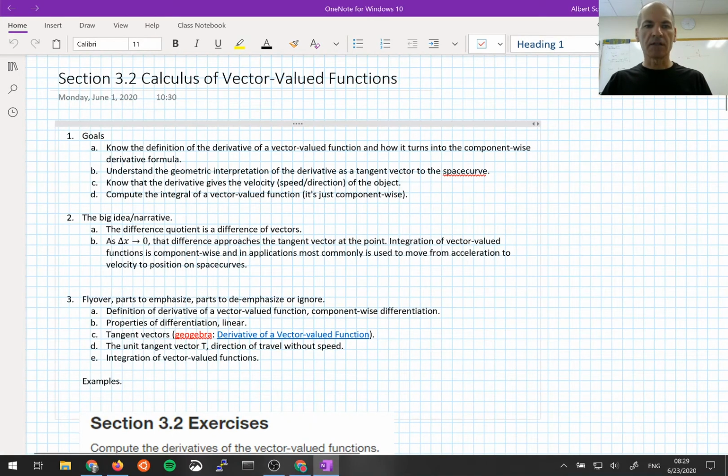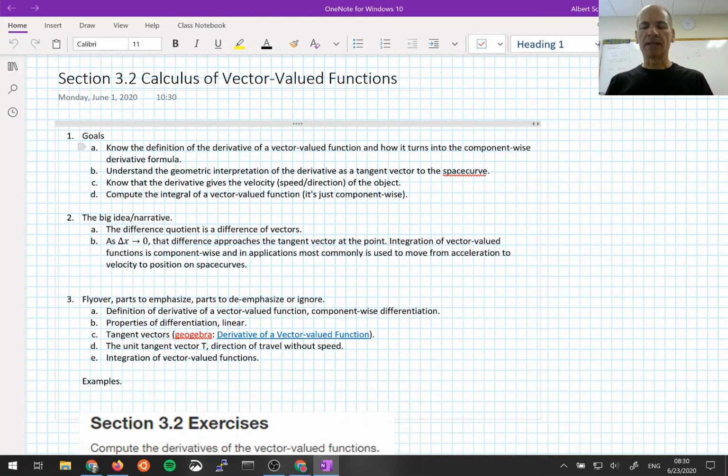I'm throwing in an additional set of objectives here to understand how the derivative definition of vector-valued functions moves to the component-wise derivative formula that we'll see in a minute. It's really just a linearity of the difference quotient and how it moves onto each component of the vector-valued function. To really understand the geometric interpretation of the derivative of a vector-valued function, that r of t plus delta t minus r of t, as delta t goes to 0, turns into a tangent vector between two vectors.